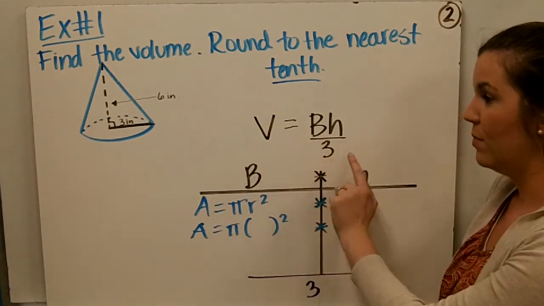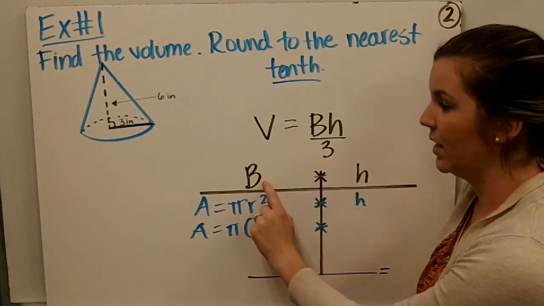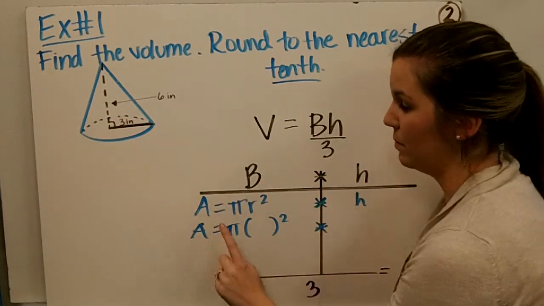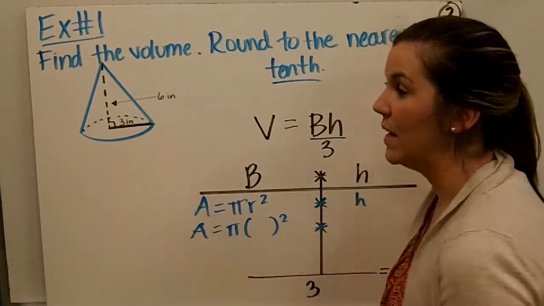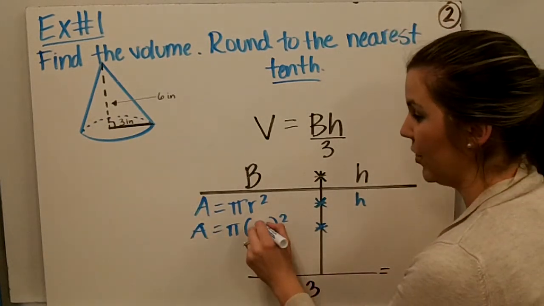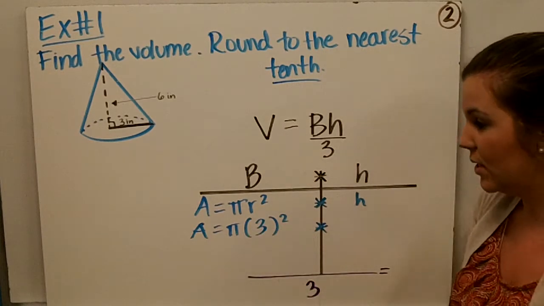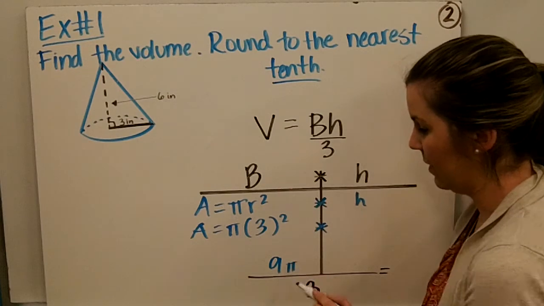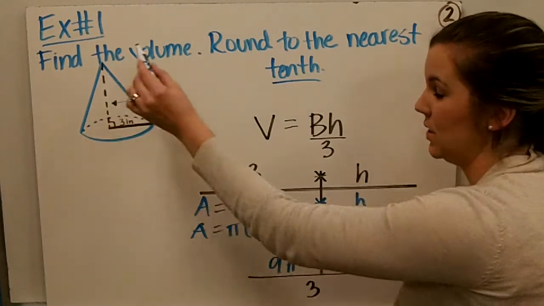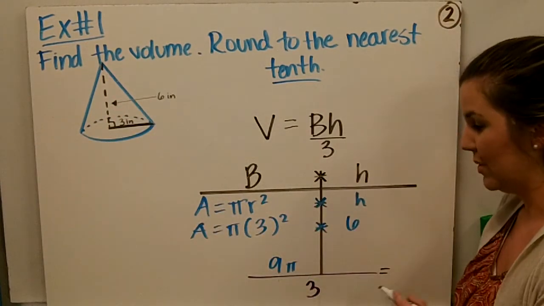Here we have the volume formula for a cone. Volume equals area of the base times the height divided by 3. The area of the base, remember, it's a circle on the bottom. So we use area equals pi r squared. We can see that the radius is 3. So I'm going to put a 3 right there where r was. 3 squared is 9. 9 times pi is 9 pi. And the height of this cone is 6 inches. So times 6.